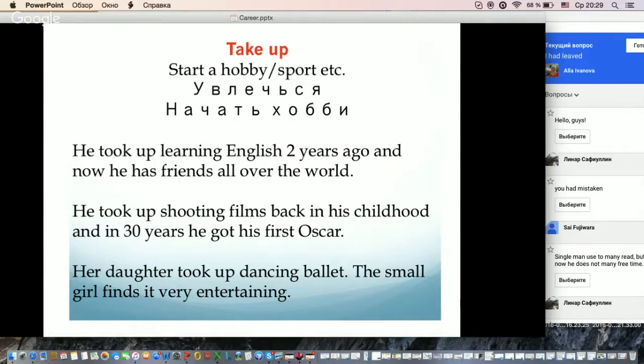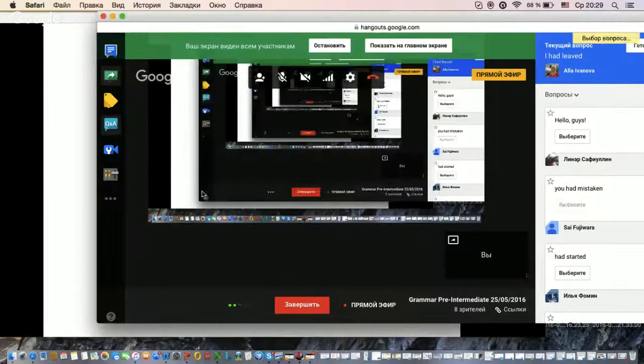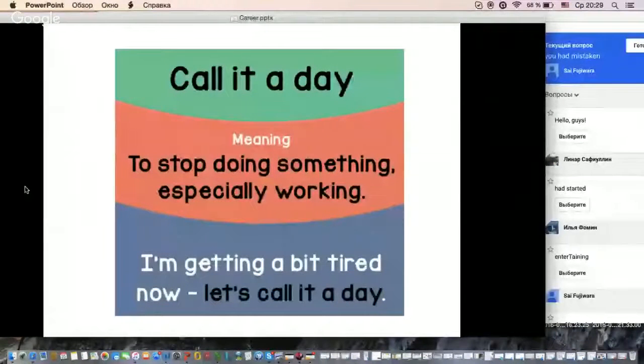Okay, so what else can you say about take up? So if you want to strike the balance between life and work, you should take up a new hobby. Если вы хотите найти баланс между работой и обычной жизнью, то вам следует заняться чем-нибудь или увлечься каким-то новым хобби. Okay. Yes, I definitely had mistaken, and that definitely should be past perfect. I think so. All right, and one more phrase.